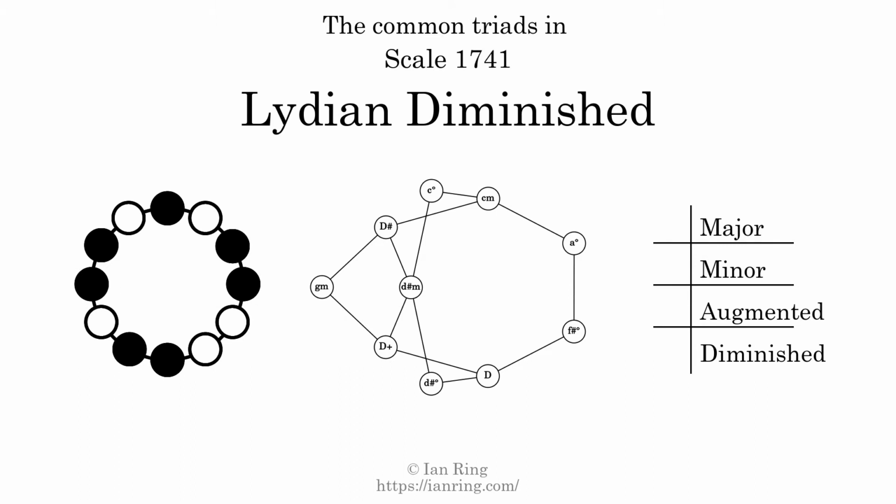Here are the common triads present in this scale. The diagram in the center is a graph of parsimonious voice leading between triads. There are 2 major triads. There are 3 minor triads. There is 1 augmented triad. There are 4 diminished triads. Here is a Hamiltonian path of parsimonious voice leading that uses all the triads.